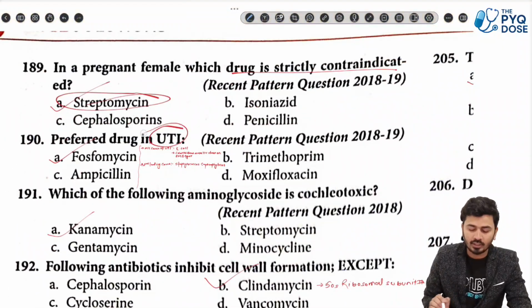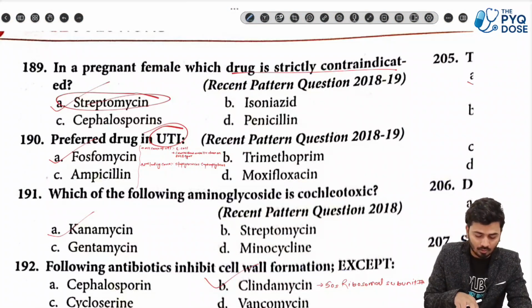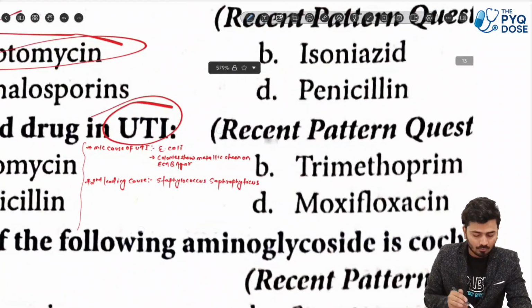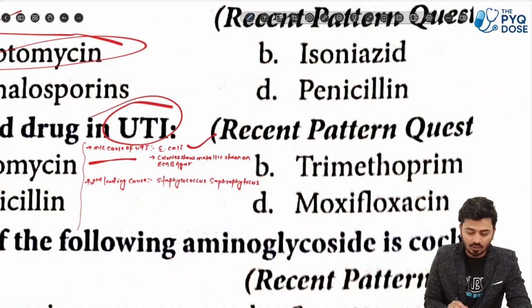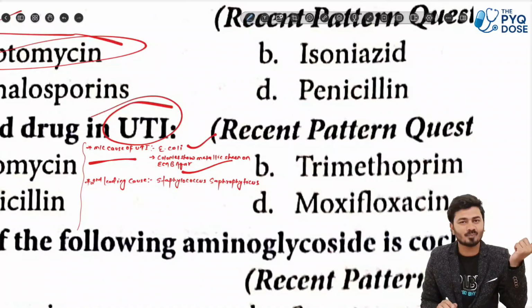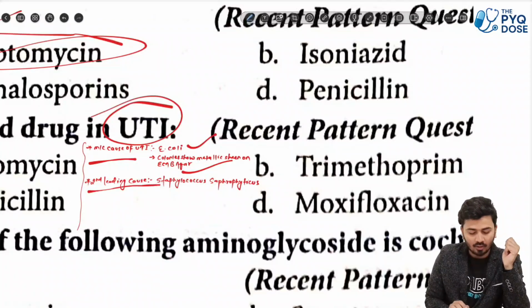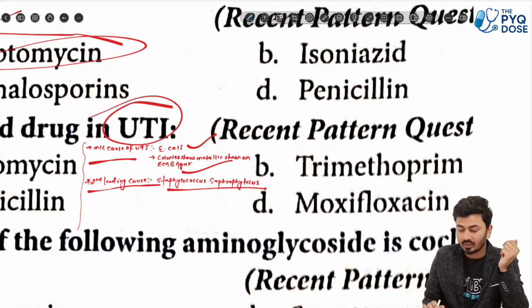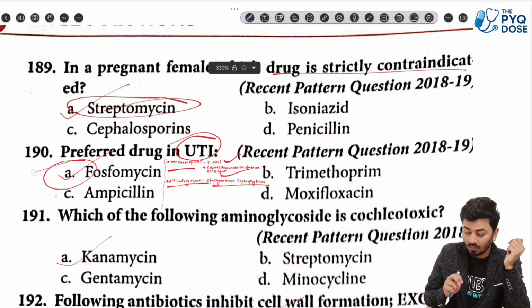Preferred drugs in UTI, that is urinary tract infections. Let us first know the most common cause of UTI. The most common cause of UTI will be E. coli. Generally, the colonies show metallic sheen on EMB agar. This you have to correlate with your microbiology. Second leading cause of UTI is generally Staphylococcus saprophyticus. So generally preferred drug in UTI will be fosfomycin.